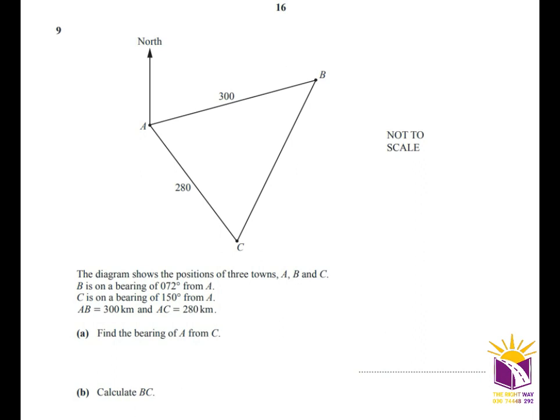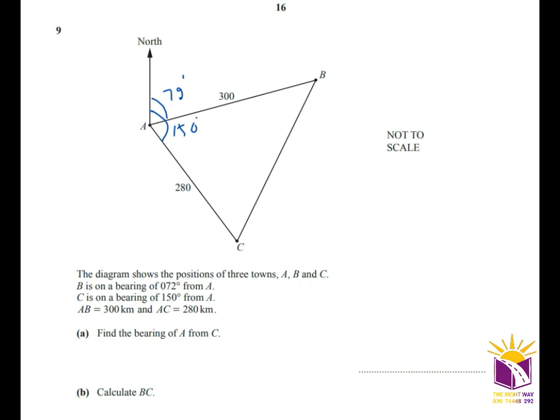Question number 9. The diagram shows the position of three towns A, B and C. B is on the bearing of 072 from A, so it will be 72 degree. C is on the bearing of 150 from A, so it will be 150 degree. AB is given 300 kilometer and AC is given 280 kilometer. Now find the bearing of A from C.